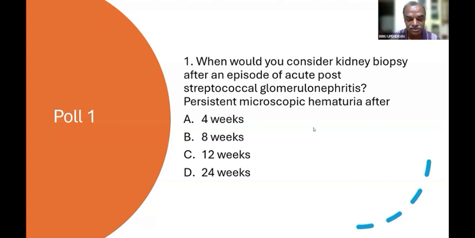Can we have the poll? Yes, I think we can see the results. Can we have the results? Yeah, the majority feel that we should biopsy after 12 weeks. This is a common question for all of us in our DM exams.